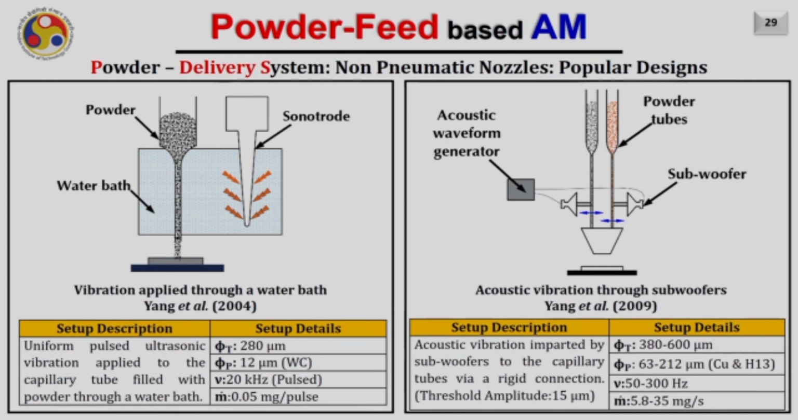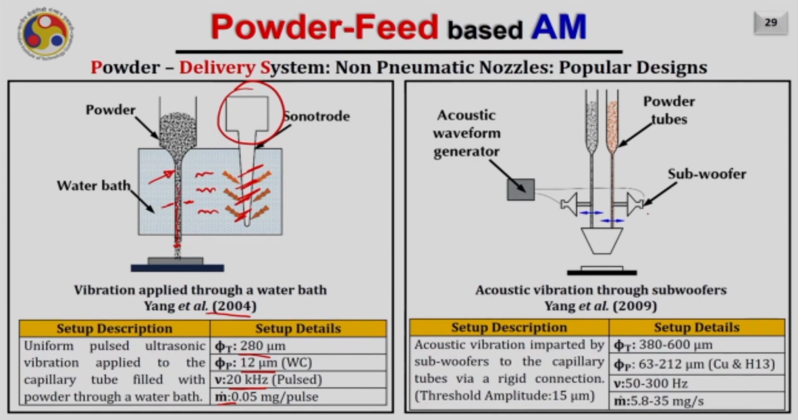Another possibility is vibration through a water bath. There is a sonotrode in this system. As you see, this sonotrode generates the vibration, and that vibration is transferred to the medium, that is water here, which further transfers this vibration to a tube. As this tube vibrates, the powder particles start flowing into it. Typically in such a system, in the study of Yang et al., a tube of diameter 280 micron was used, powder particles of 12 micron, a frequency of 20 kilohertz, and a mass flow rate of up to 0.05 milligram per pulse was achieved.